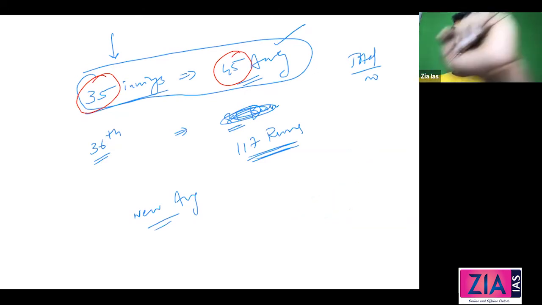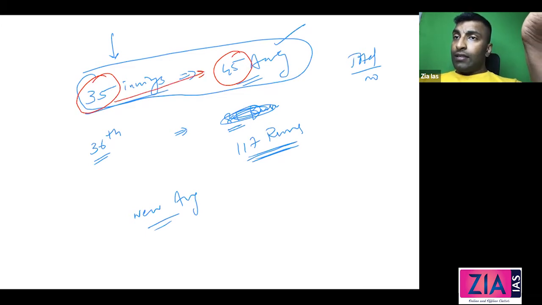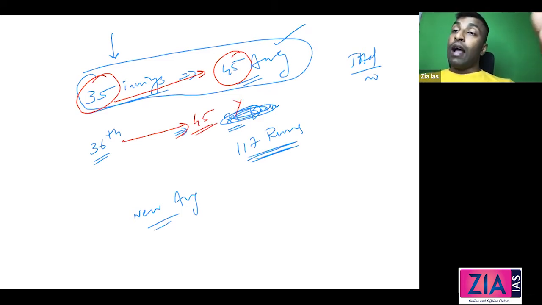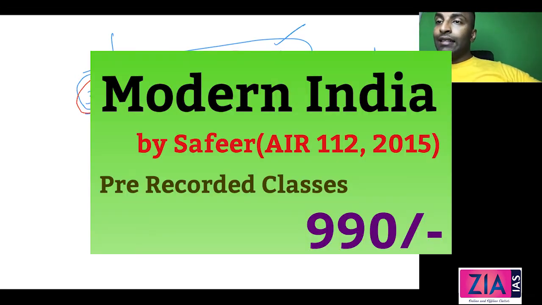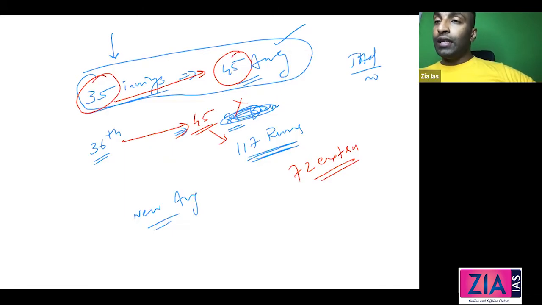But what you need to do is, ideally, 35 innings, average is 45. In the 36th innings, suppose he is scoring only 45. What is his average? Will there be any change? No. Average will change only if he is scoring lesser or more. If he is scoring the same, it will be the same. He scored more here, so average will increase. If he scored less, average will decrease. Now here he scored more. How much more he scored? 45 to 117. 72 extra he scored than his average. So because of the 72 extra in the next innings, his average is increased, right?